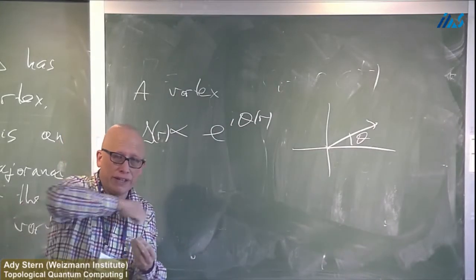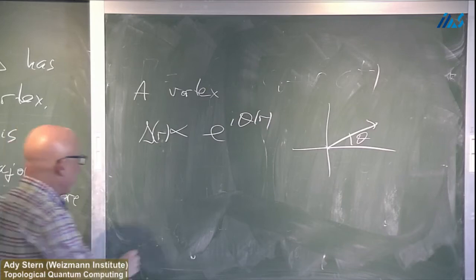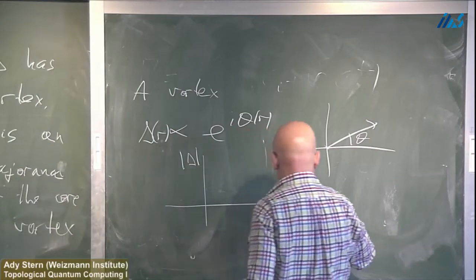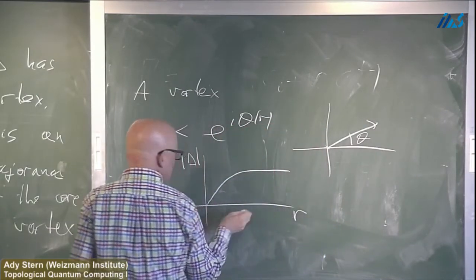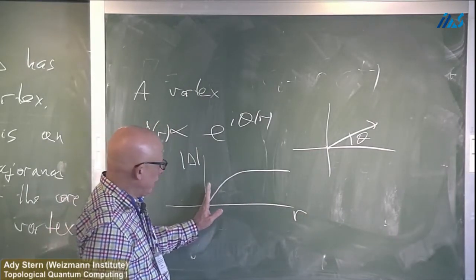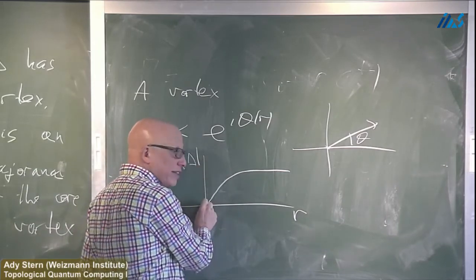There will be a 2 pi winding. And for an analytic function to have a 2 pi winding, its magnitude must vanish. So the magnitude of delta as a function of position will look something like that, where position, or distance from the core, starts at zero. So delta will have to vanish at the center.